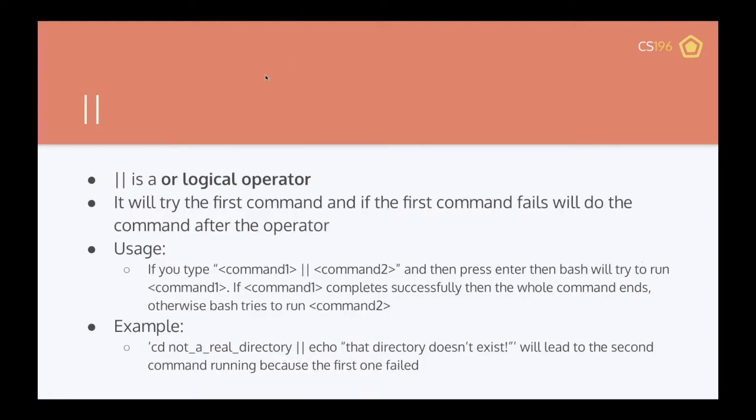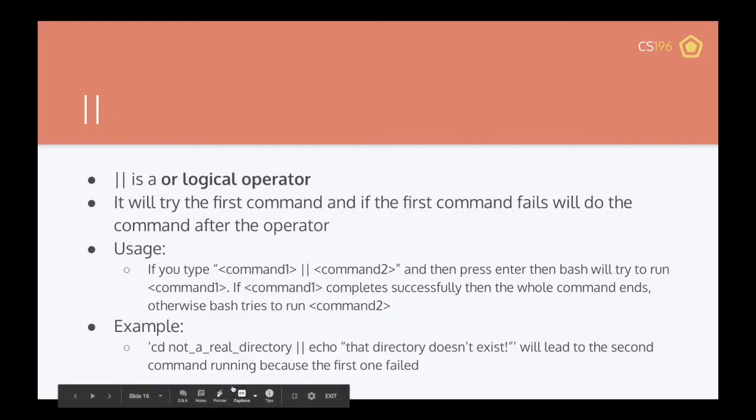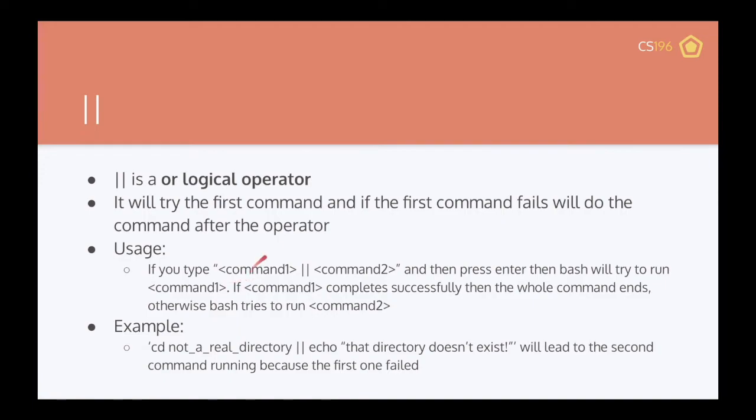So it looks like these two vertical bars. So first, the way this works is, it'll try the first command, the one preceding the OR logical operator, and if the first command fails, it'll do the command after the logical operator. So in the usage here, you see if you type command 1 or command 2 and then press enter, Bash will first try to run command 1.